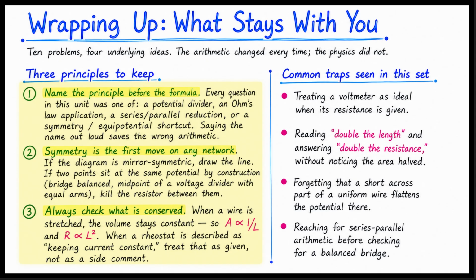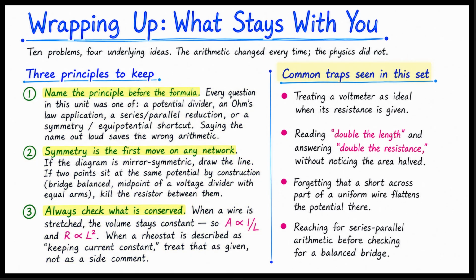Principle 3. Always check what is conserved. When a wire is stretched, the volume stays constant, so the area scales as 1 over L and R scales as L squared. When a rheostat is described as keeping current constant, treat that as given, not as a side comment. Conservation laws are the hidden assumptions in every problem, and naming them up front saves the wrong arithmetic.